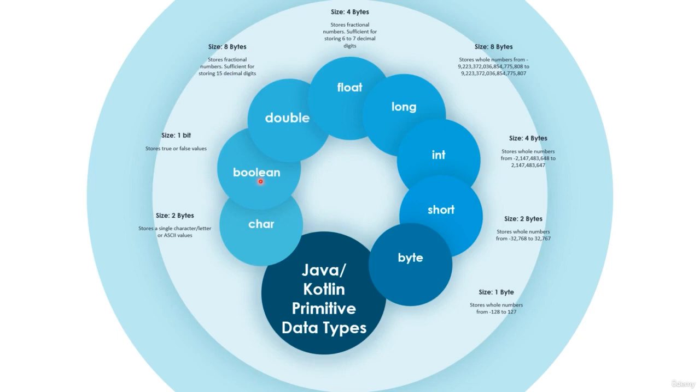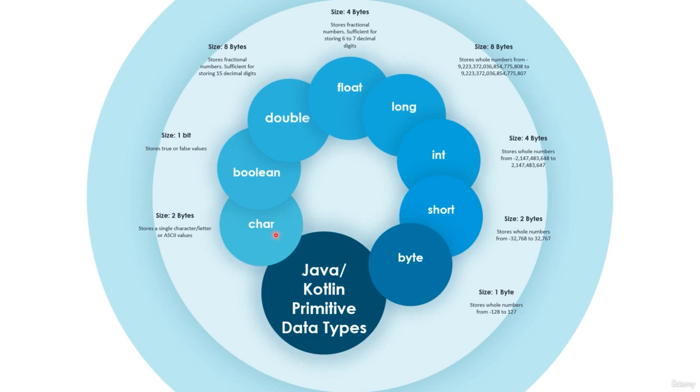The Boolean. The Boolean data type, its size is 1 bit. You see the difference, guys? I want you to concentrate on this size. 1 bit stores true or false values. Boolean values are mostly used for conditional testing, which you will learn later on.